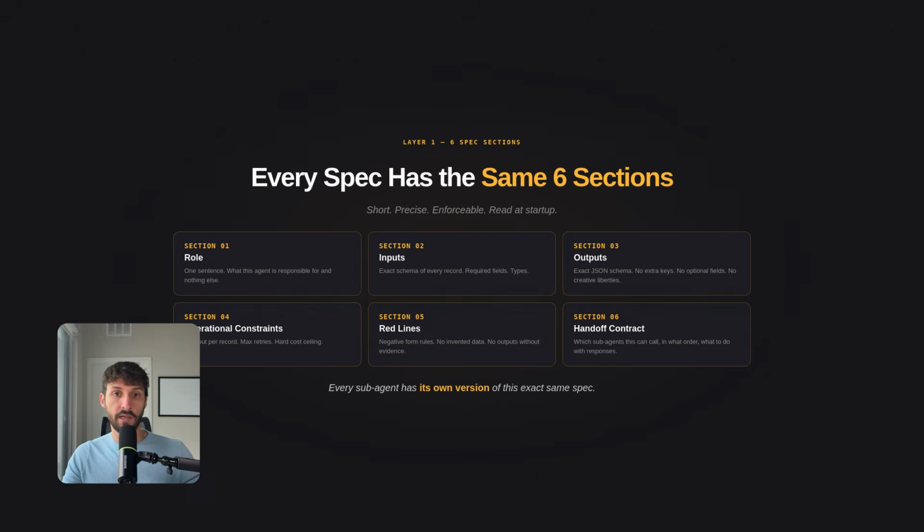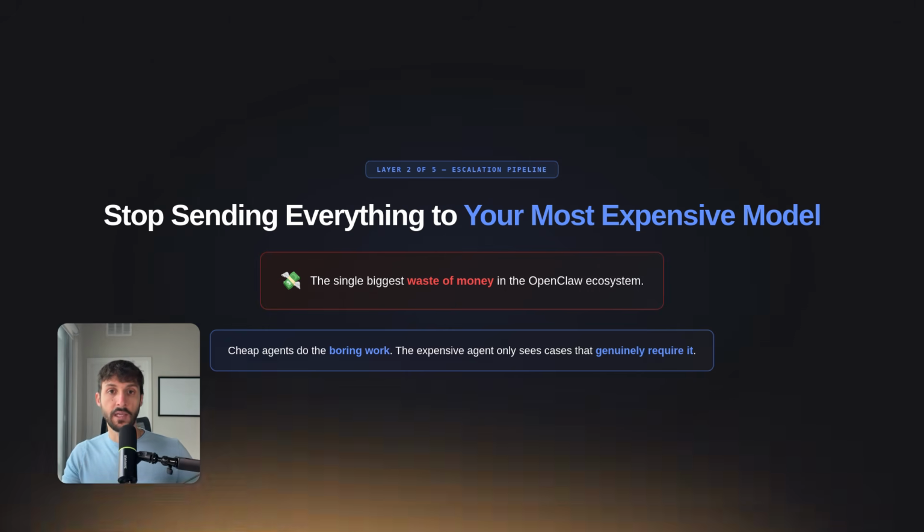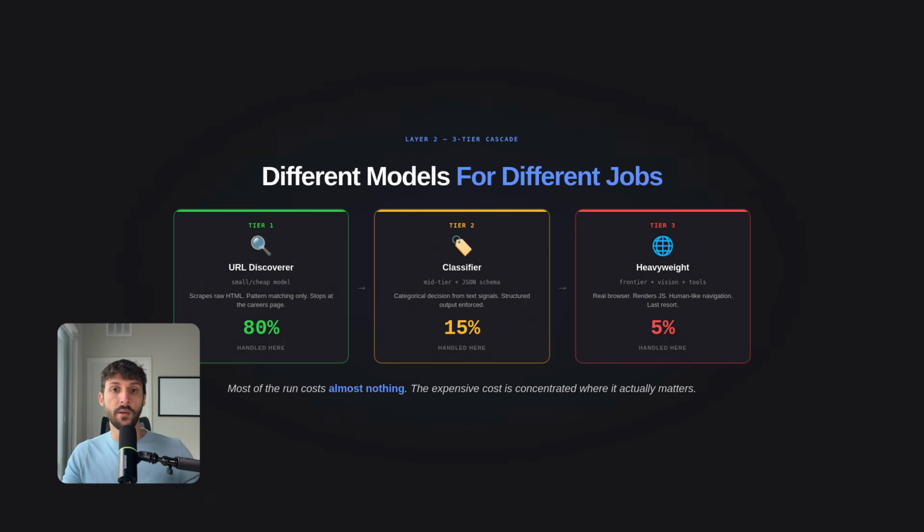Now let's talk about the second layer, the escalation pipeline. Most people send every task to their most expensive model. That is the single biggest waste of money in the OpenClaw ecosystem. In my classifier, I wired up 3 subagents in a cascade. Agent 1 is a lightweight URL discoverer. It hits the company's site, finds the careers page, and stops. Cheap, fast, handles 80% of the work.